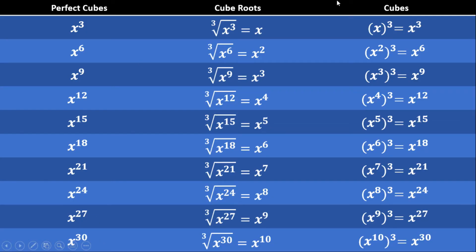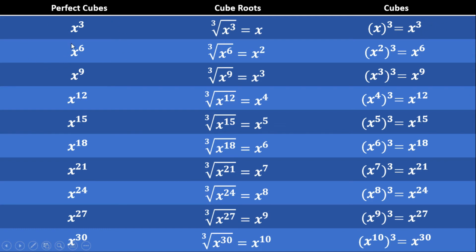Next, perfect cubes, cube roots, and cubes pagdating naman sa mga variables. So, x cubed, when we get the cube root of x cubed, that is equal to x. It's because when you cube x, or that is x times x times x, you're going to have x to the third power for x cubed.